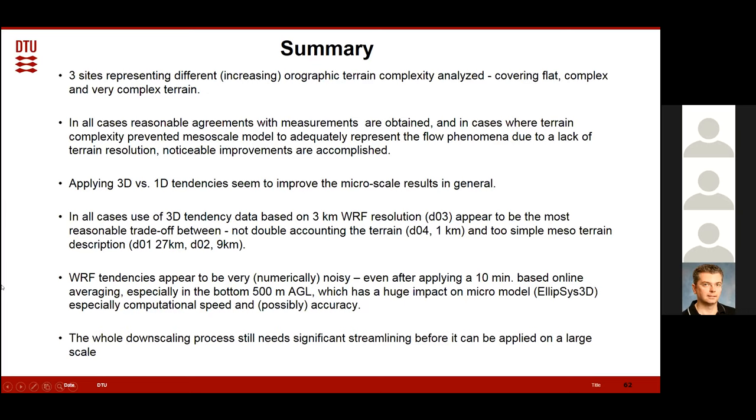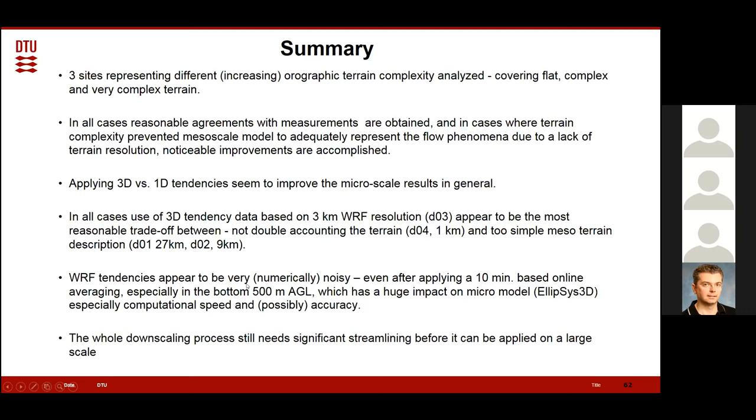It seems that applying this 3D versus 1D tendencies improves results in general. And also it seems that there is a trade-off between what results give the best approach here. Because if we go all the way down to DO4, then we probably introduce a lot of effects from WOF, which we are double counting. But if we are using 9 kilometer and especially 27 kilometer feed from WOF, then we have too simple a description of the surrounding terrain.